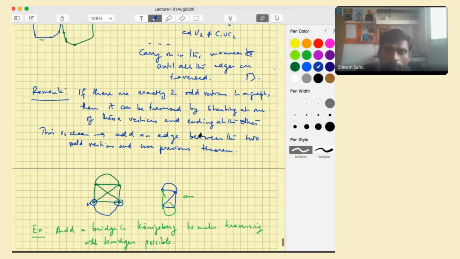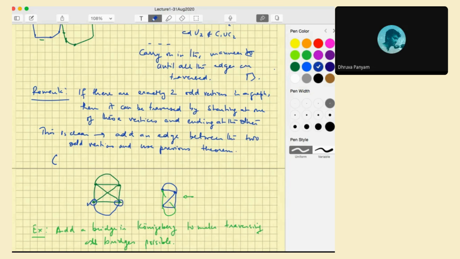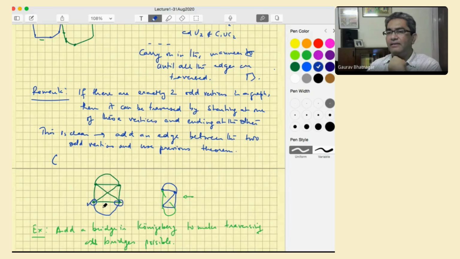Because if there are two odd vertices and I start from one odd vertex, I will always be able to go out, but will not be able to come back. So you have to manage it in some way that you go out from here, but when you come back, you come here, or vice versa. Because when you go out, you can't come back. So here we have to ensure that the last cycle we draw has to end at the other odd vertex. The last edge should be one of these guys.